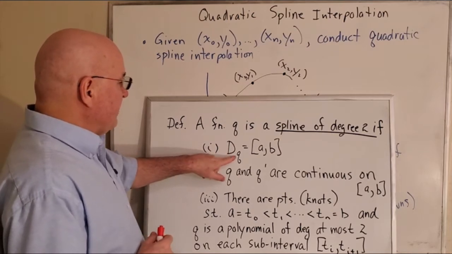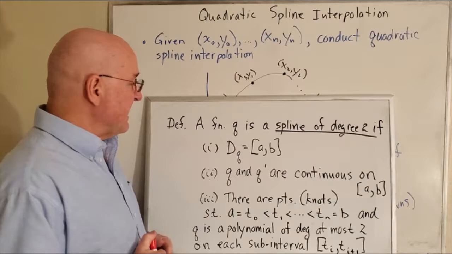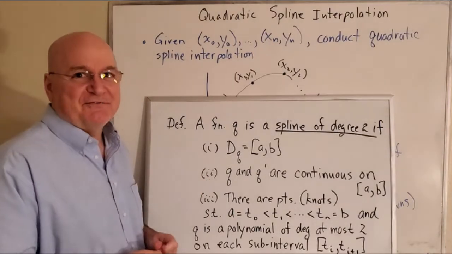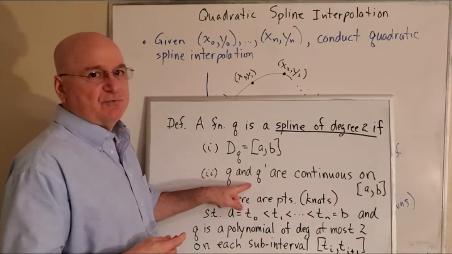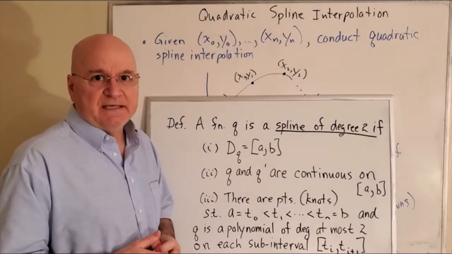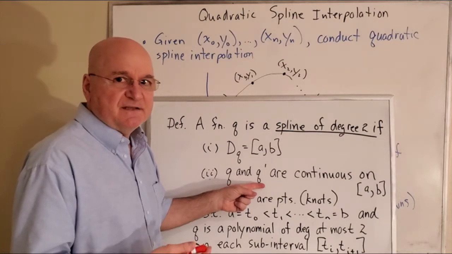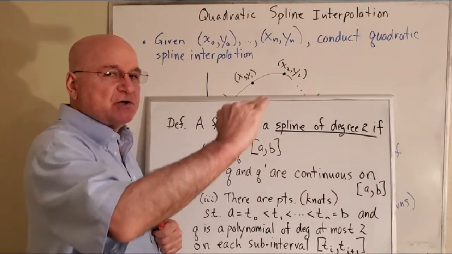Okay, the domain of the function q is a closed bounded interval from a to b. That's exactly the same. You get something new here. Makes it a little bit tougher. Q, the spline function, and its derivative are continuous on [a, b]. So it's defined, obviously, and continuous on the whole interval. Remember what that means. That makes the curve smooth.